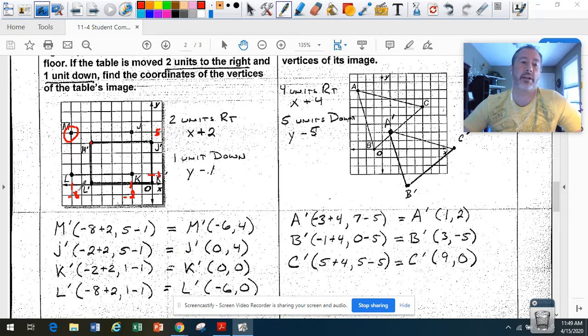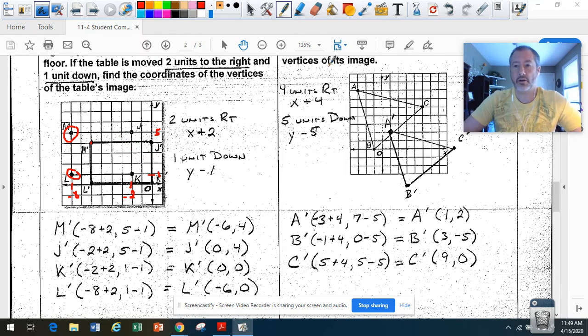Finally, let's do our last one here, L. L works exactly the same way. The location of the original L right here is at (-8, 1). Since it's (-8, 1), we're going to the right 2. So -8 plus 2 is -6. Then we're going down 1. 1 minus 1 is 0 here. So we now have our L prime at (-6, 0). Plot our points, connect our dots, and we have our translation.